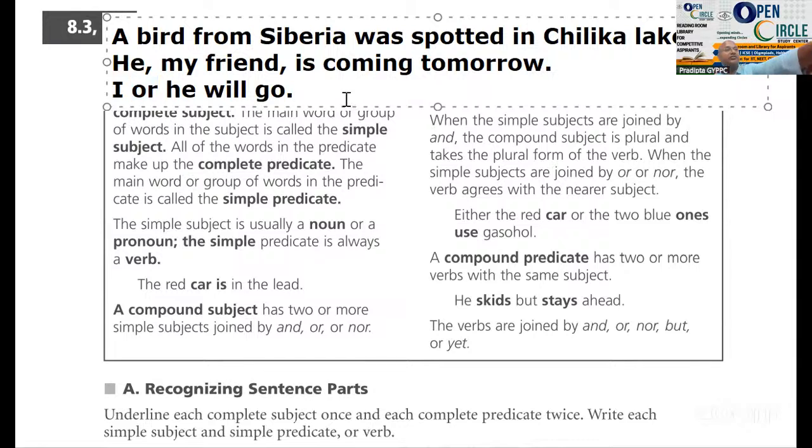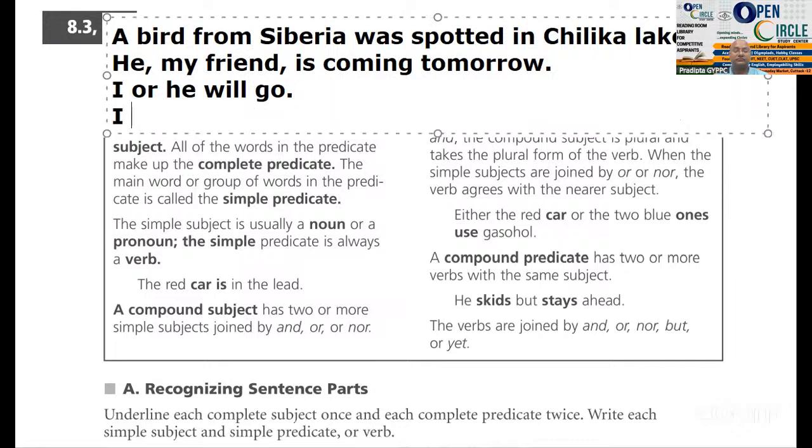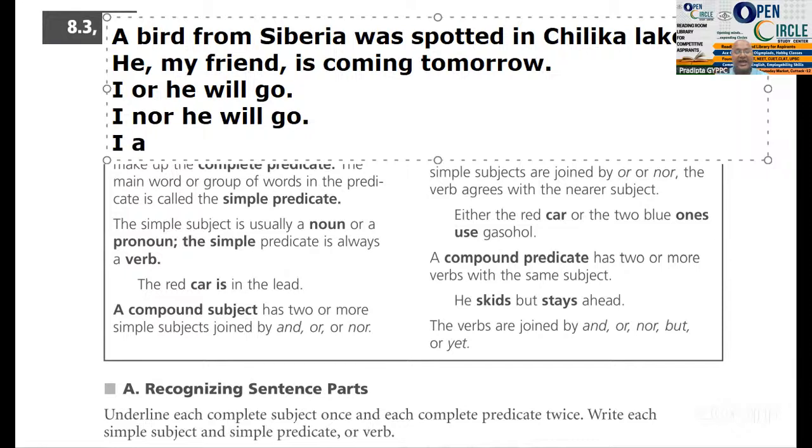इसका negative क्या होगा? मैं नहीं जाऊंगा, वो भी नहीं जाएगा. Avantika. I or he will not. Negative, negative. I nor he will go. या फिर neither I nor he will go. Understand? So this is also a compound subject. I and he will go. Here also I and he are compound subjects. Understood?